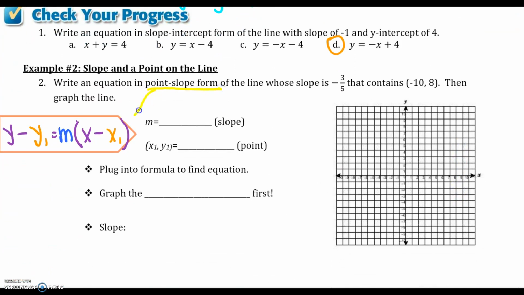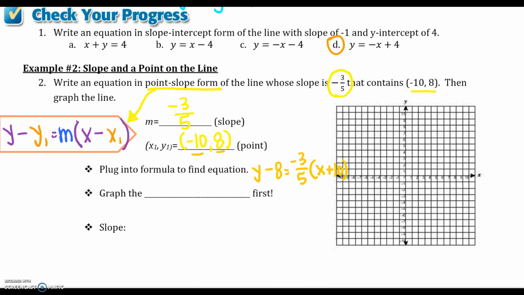All right, next, write an equation in point slope form. So remember, point slope form looks like this, whose slope is -3/5 that contains our point (-10, 8). So we're just writing an equation and graphing a line. So my slope is -3/5. My point is (-10, 8). So plugging it into my equation first, I'm going to say y minus my y1 equals m times x minus my x1, so that would be plus 10.